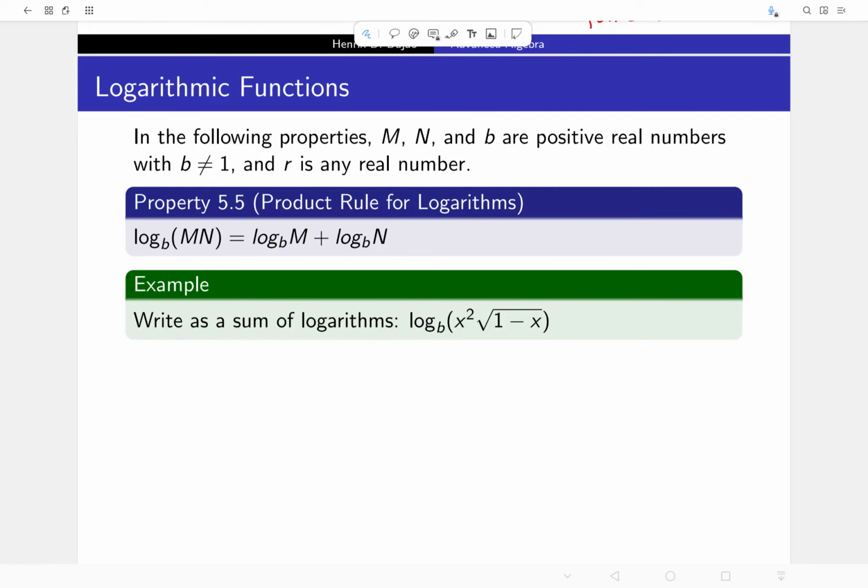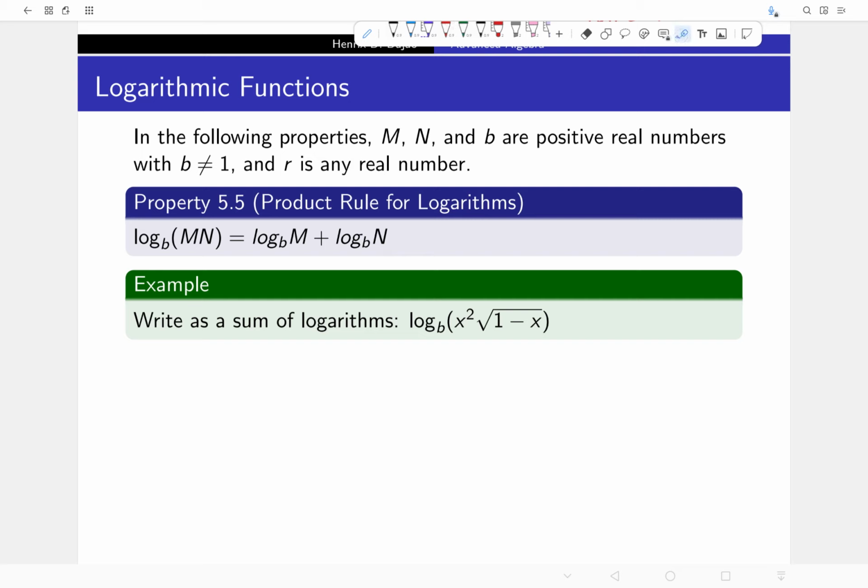Hi, in this video, we'll continue discussing the properties of logarithms. In the following properties, m, n, and b are positive real numbers, b is not equal to 1, and r is any real number. So remember that these letters are positive real numbers, and b is not equal to 1. So we have property 5.5, and this is called the product rule for logarithms.